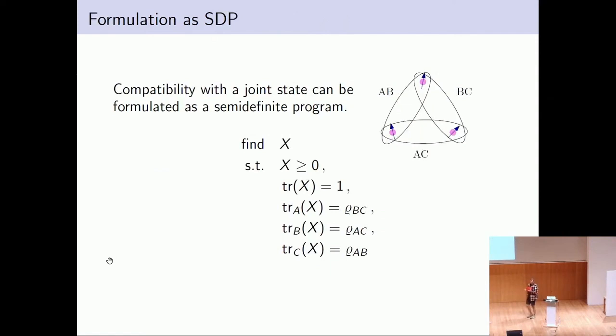OK, so the general quantum marginal problem, as I described it, you can formulate it as an SDP. So let's say we want these marginals AB, BC, and AC. How do we do that with a computer? Find me some positive semidefinite operator X that has trace 1, for which the marginals on the subsystems are the correct ones. Right? And then your computer will solve that problem.